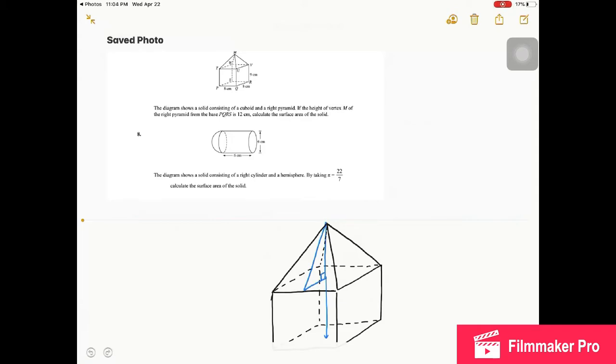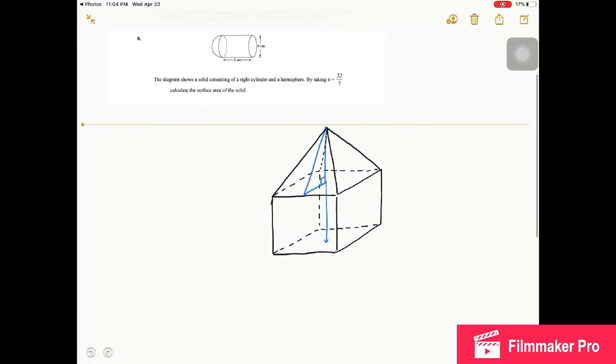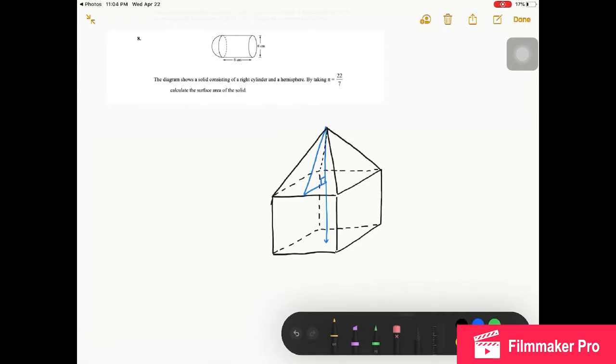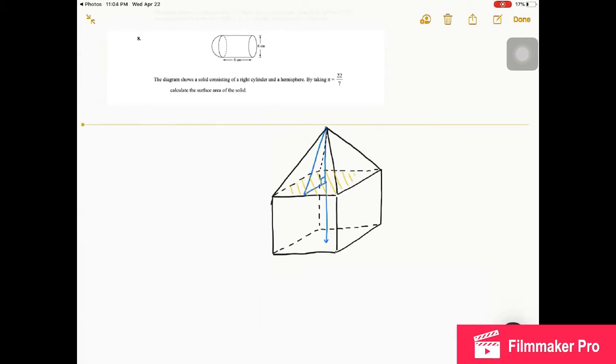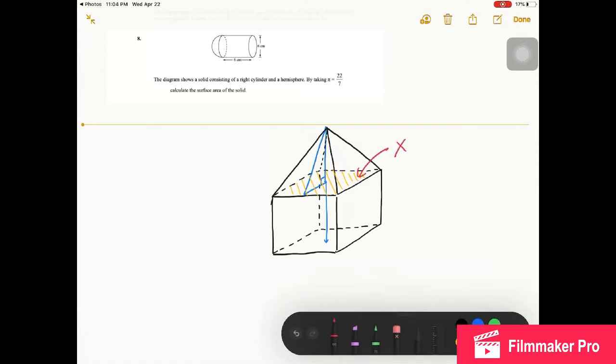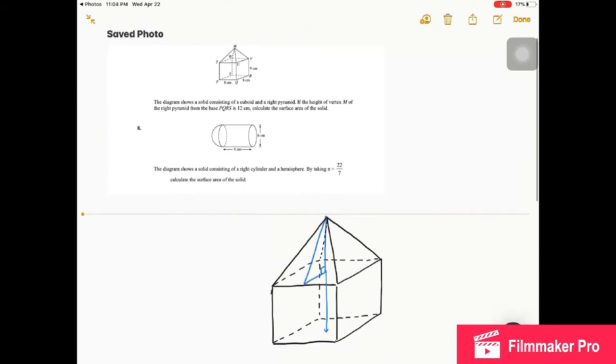Now kids, as I mentioned earlier, if we have combined solids, in this case a cuboid and a right pyramid, there's one area that they are sharing, which is this one, right? In this case we are not going to find the area of this surface. Why? Because if we combine the solids, that area is eliminated. There's no more area for that surface. If you know that basic, it will be easier for you to do the next step.